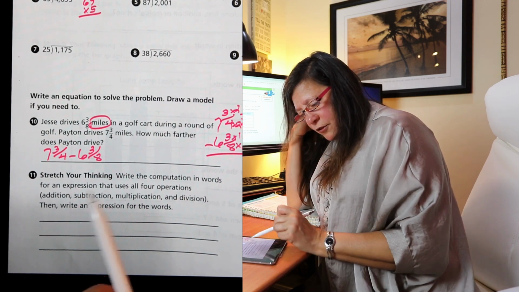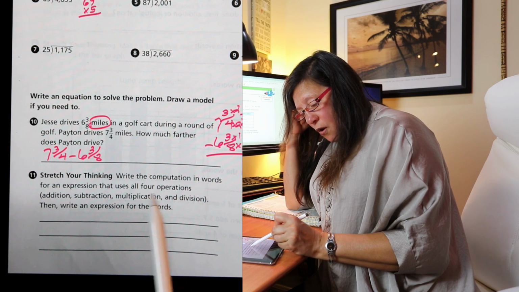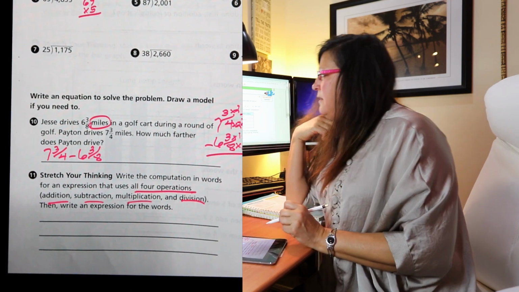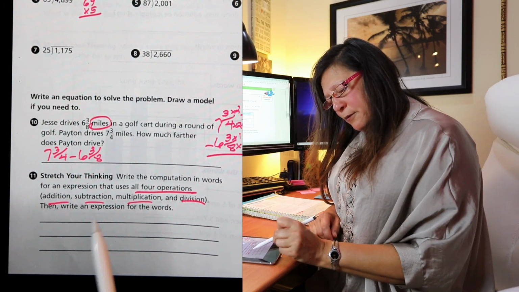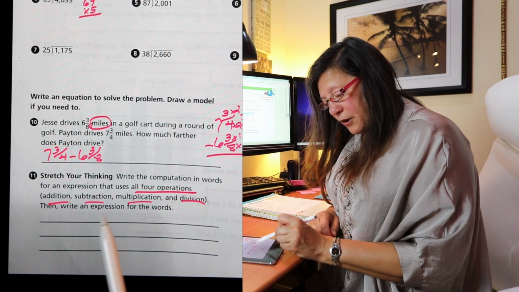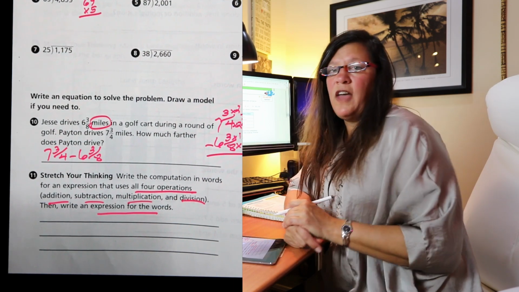And number 11, stretch your thinking. Write a computation in words for an expression that uses all 4 operations. So addition, subtraction, multiplication, and division. All of those operations should be in your expression, and then write the expression in words. So look back at our activity today to help you with that.